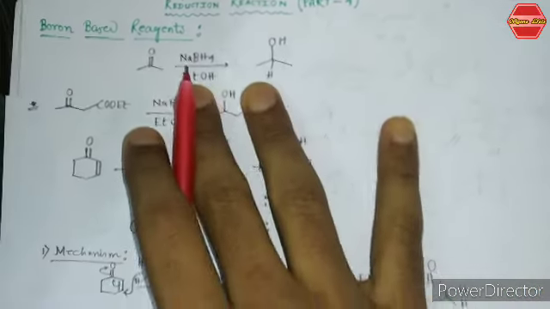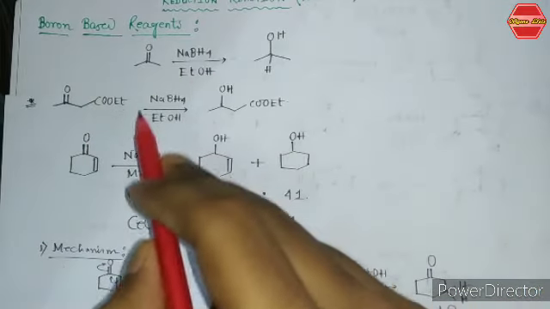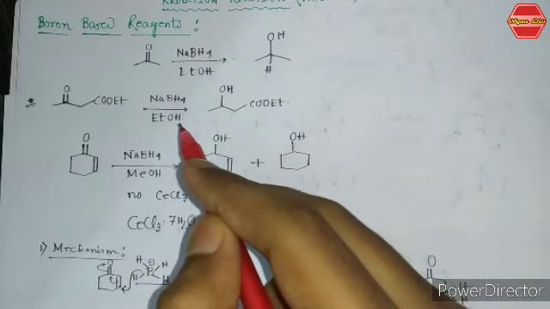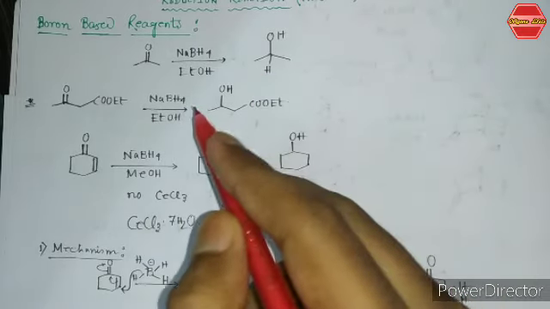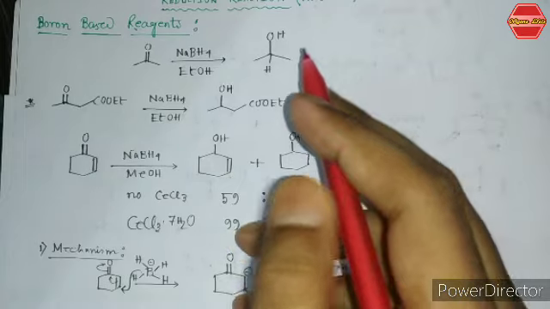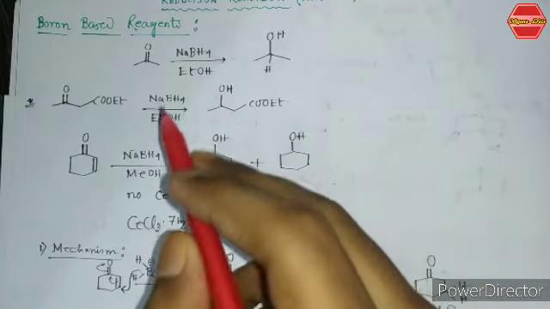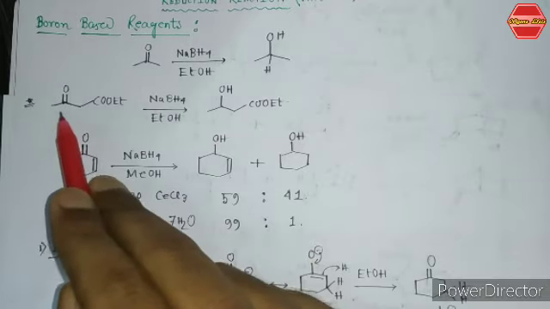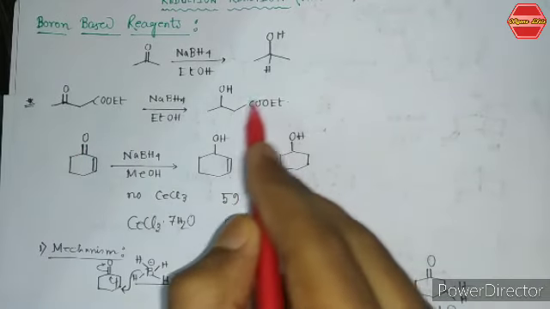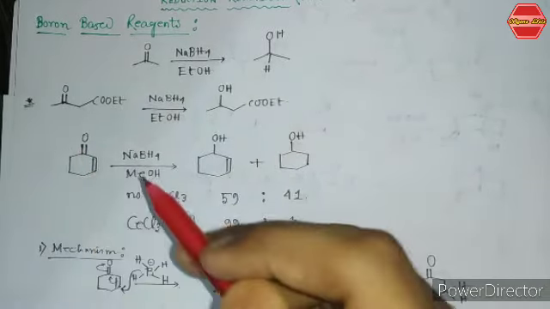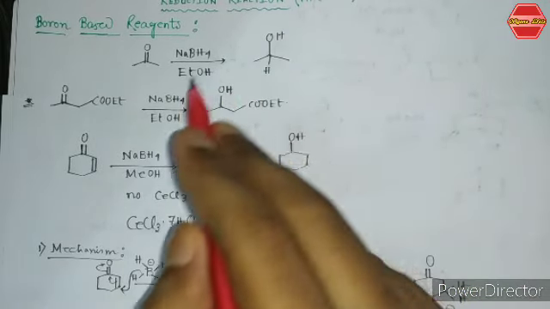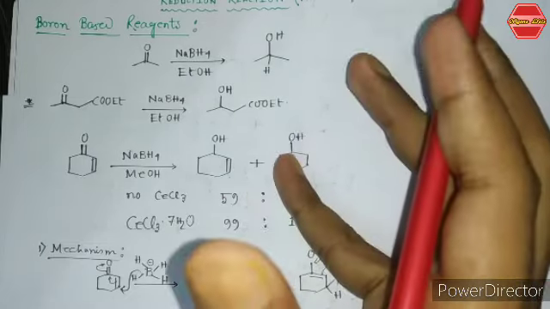Now see, this is a milder reducing agent compared to lithium aluminum hydride, so it has chemoselectivity. It is a selective reagent: if a compound contains two different types of functional groups, like an ester and a ketone, it selectively reduces the ketone part, not the ester part. So that is why it is very much chemoselective compared to lithium aluminum hydride.